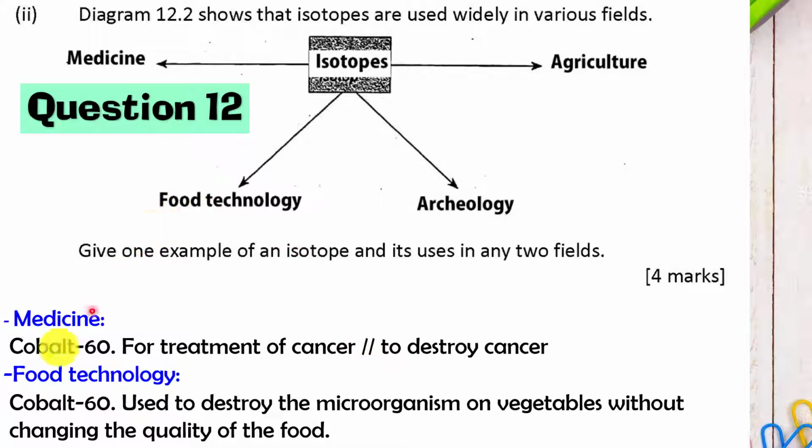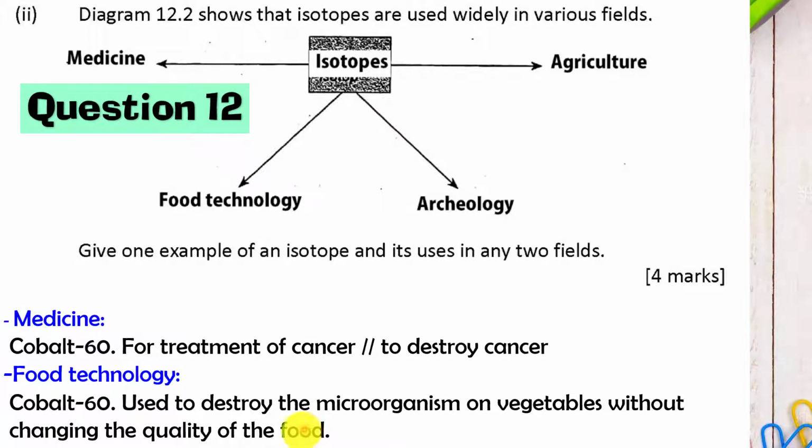Okay, another one you put, maybe you say food technology. Okay, food technology, we also use cobalt 60. So cobalt 60 is normally used for preservation. From here you can say it is used to destroy the microorganisms on the vegetables without changing the quality of the food. That means preserve the vegetables for a longer time. So this is another advantage if you're using the isotope in food technology.